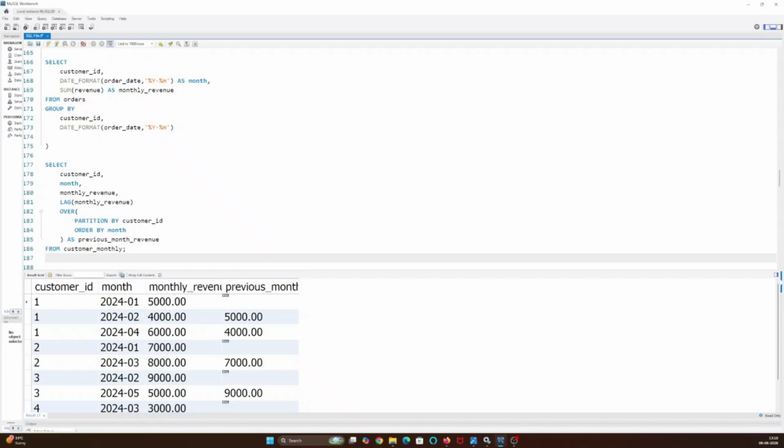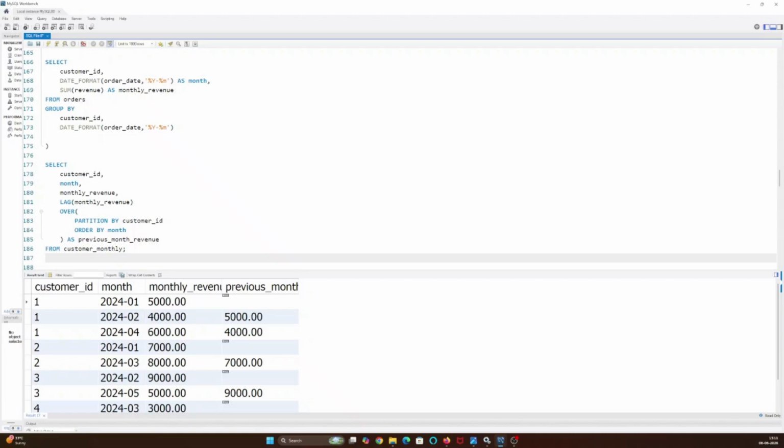First, we calculate monthly revenue for each customer. Then, we use a window function, LAG. LAG allows us to bring the previous month's revenue onto the current row. Now, we can compare current month revenue versus previous month revenue. If spending suddenly drops, that customer becomes a risk.